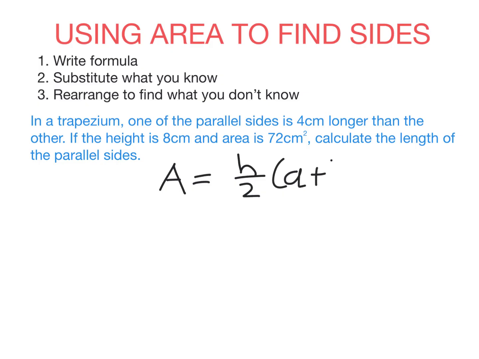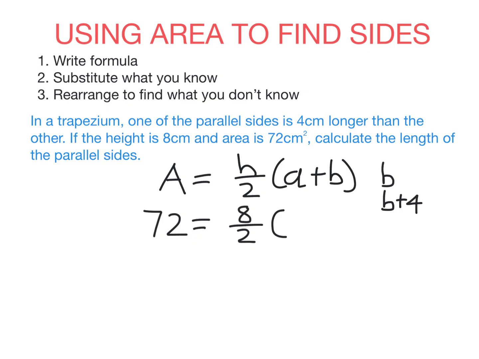So when we go to step 2, we're going to substitute what was told to us in the question. So we were told that area here is 72, so I'll replace that big A with 72. We're told that the perpendicular height is 8, so I'll replace that with 8. Now we're told that one parallel side is 4 centimeters longer than the other. So if B is one of the parallel sides, the other parallel side can be written as B plus 4. This is 4 more than B. So I'm going to write the 2 parallel sides as B and B plus 4.